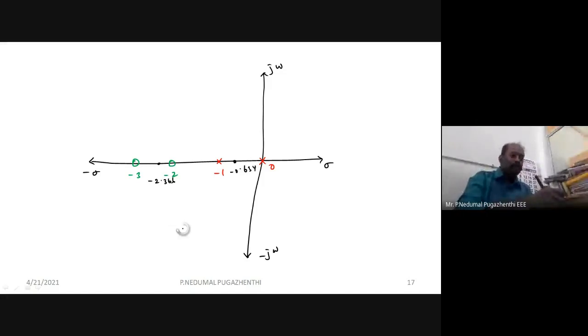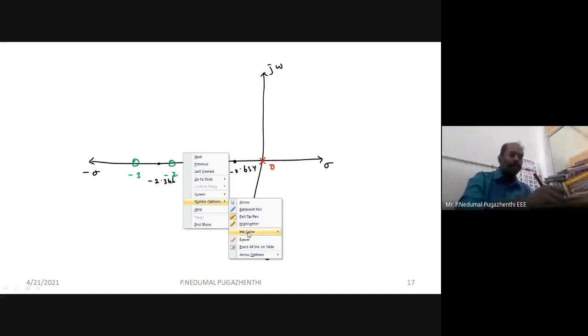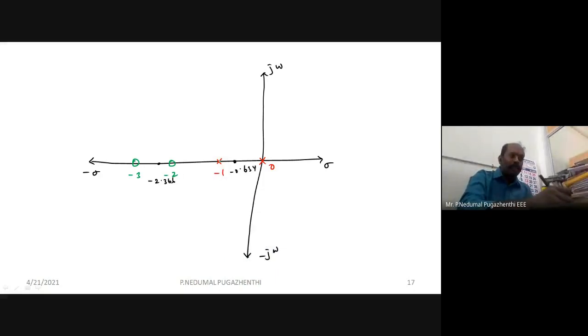Okay, so now let me choose another better color for visibility. So the root locus branch starts from the pole, one pole, it meets the breakaway point. In between we have found that the center is minus 1.5. The radius is 0.866, and here also the radius should be 0.866. Here also it is 0. So you will get a circle.